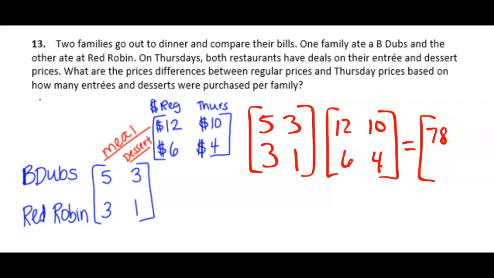Because 5 times 12 is 60, 6 times 3 is 18, and you go from there. Okay, I'd like you to fill in the rest of that matrix. And after you are done, check your answer.